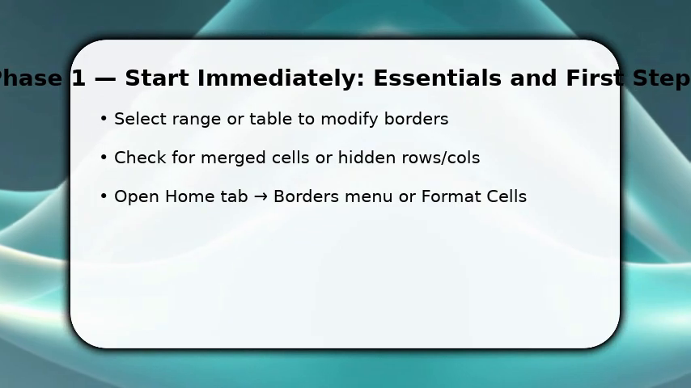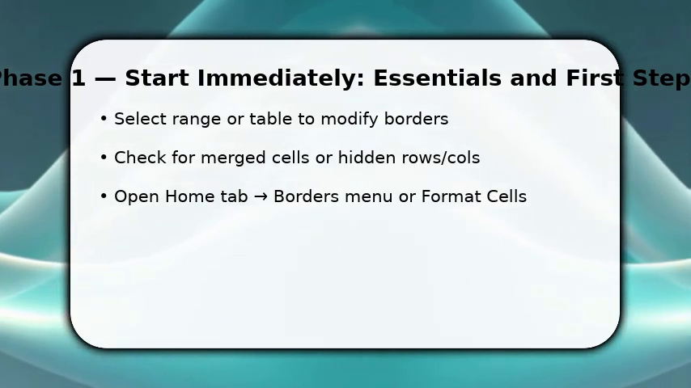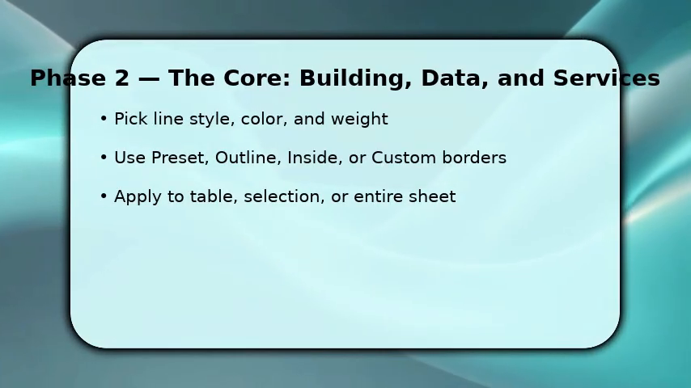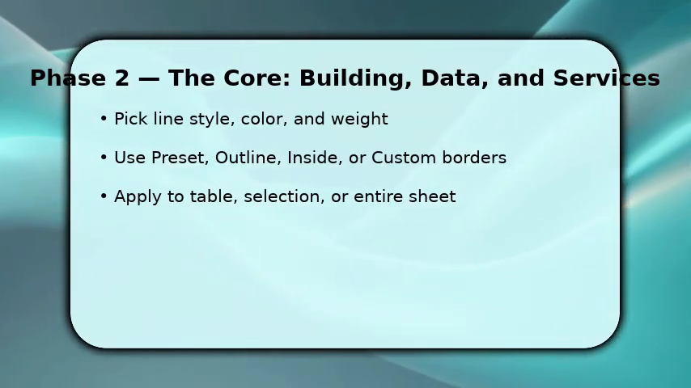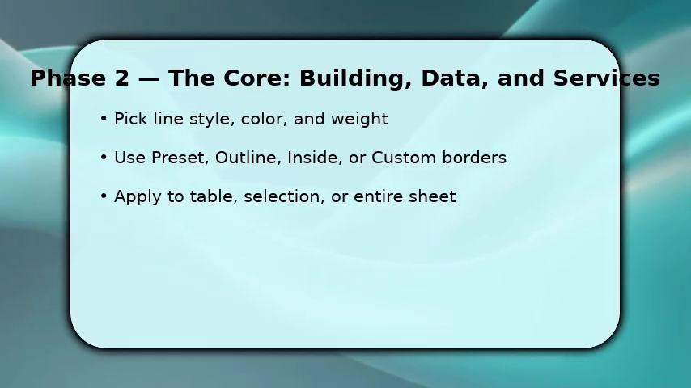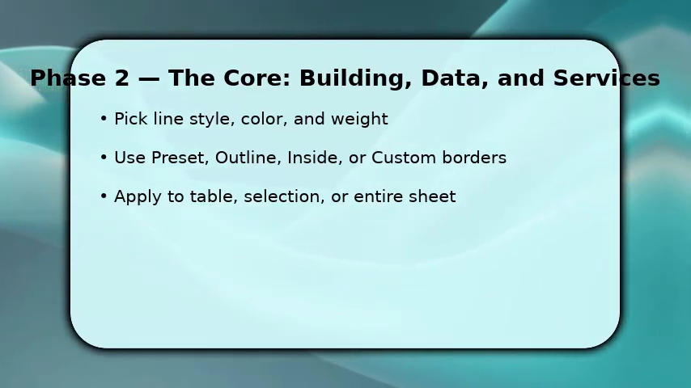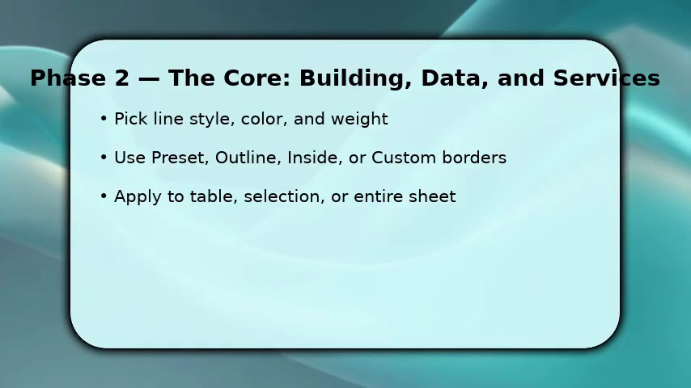Now choose the line style, color, and weight that match your needs. Thicker lines emphasize sections while lighter lines reduce clutter. Use preset options for quick results or switch to custom in Format Cells to draw specific borders.